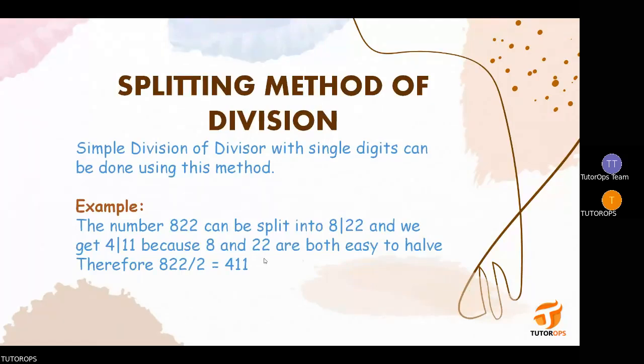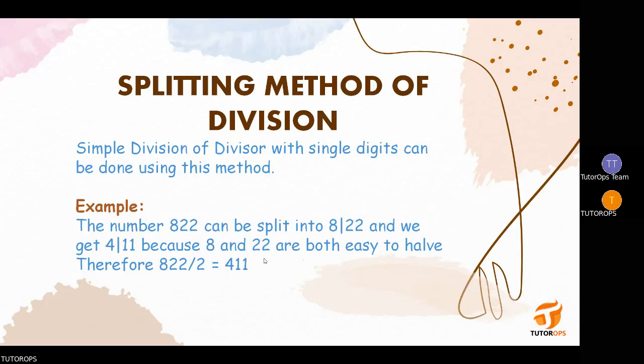Now, the number 822 can be split into 8/22. That is, I am just splitting the number 822 into two parts. The first part is 8 and the second part is 22. And after dividing by 2, the first part will be 8 by 2, 4, and the second part will be 22 by 2, that is 11. Because 8 and 22 are both easy to halve, therefore 822 by 2 will be 411.